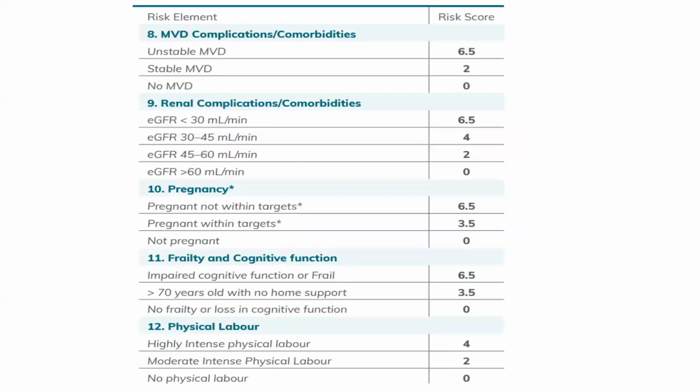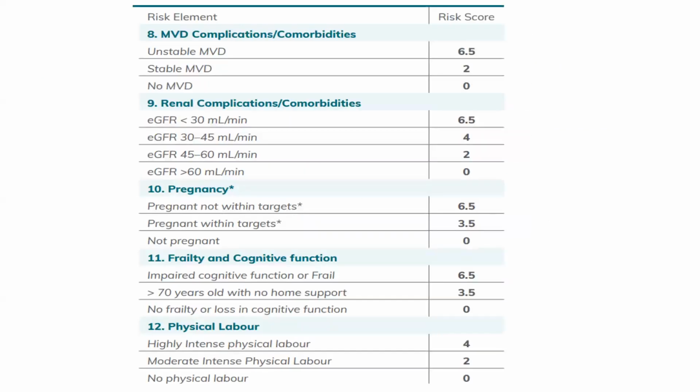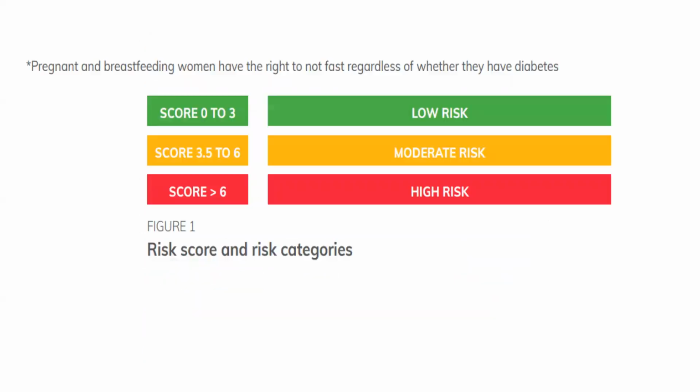So basically, when we are calculating and stratifying these patients, we will be adding up all the points mentioned in the question or in your clinical practice. Always in our clinic as well, we keep these charts handy so that we can add up the points when we are doing the pre-Ramadan assessment. So again, a score of 0 to 3 is low risk, 3.5 to 6 is moderate risk, and more than 6 will be high risk.